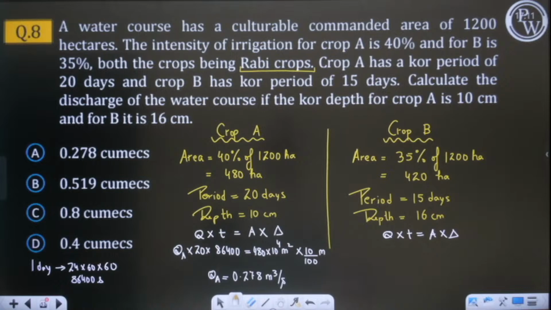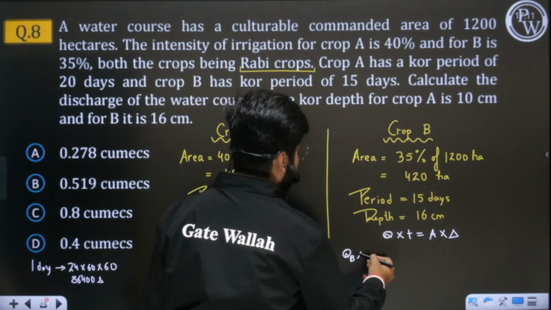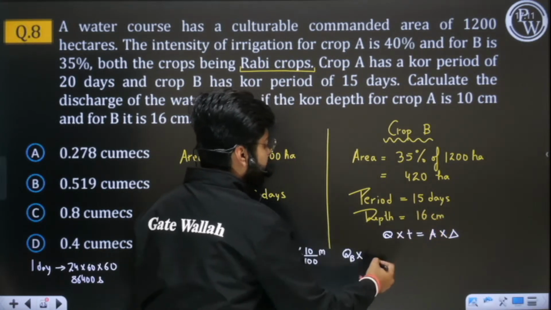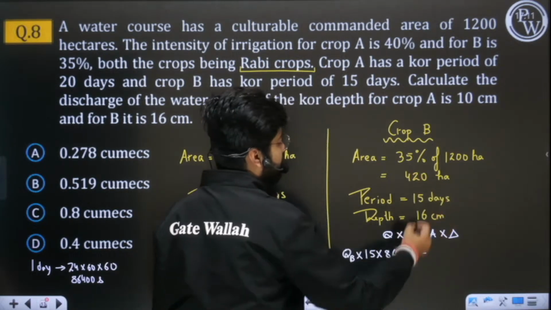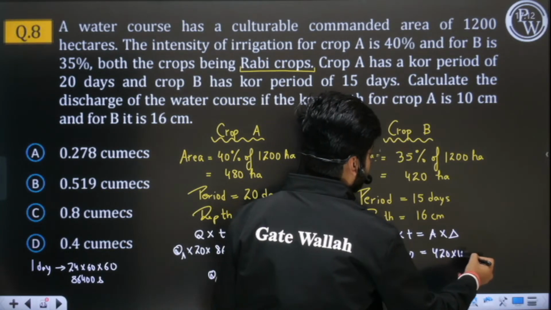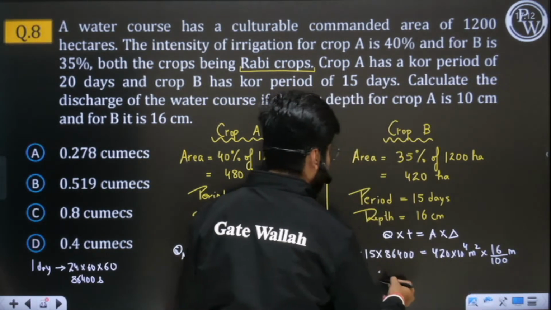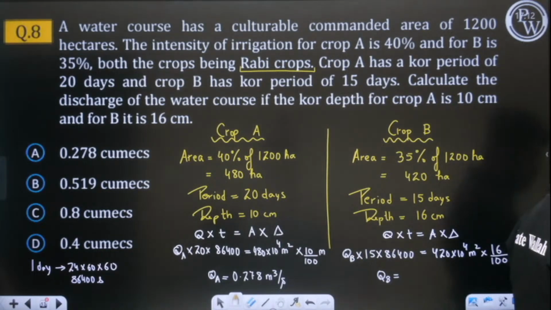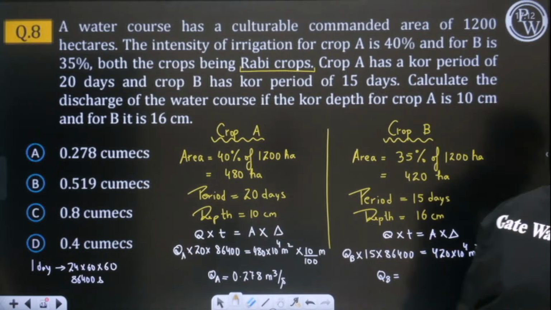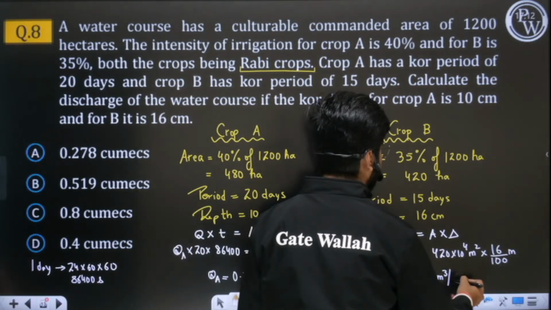So we are getting it as, in the second part, if we find the discharge for B, time period here is 15 days. In a single day we have 86400 seconds. Area is 420 hectares. Delta is 16 centimeters. So the discharge which you are getting here is how much? 0.5185 you are telling. Yes, 0.5185 is 0.519. Absolutely correct.